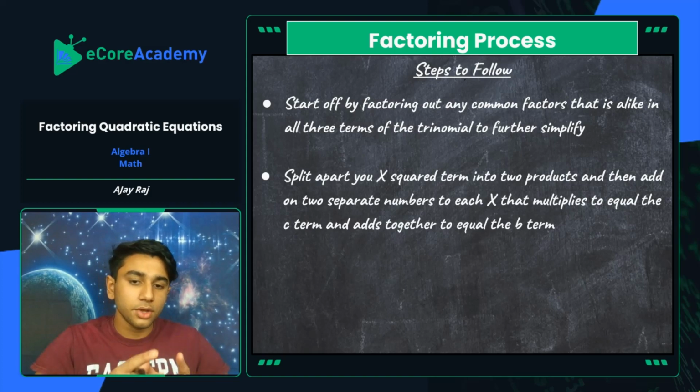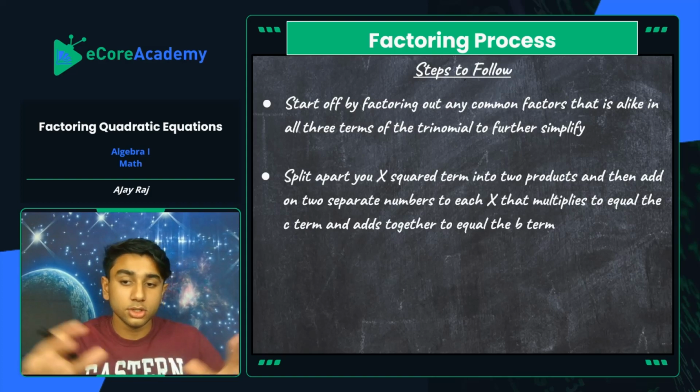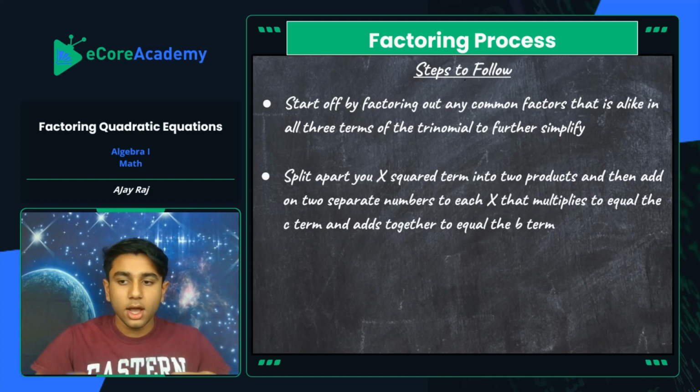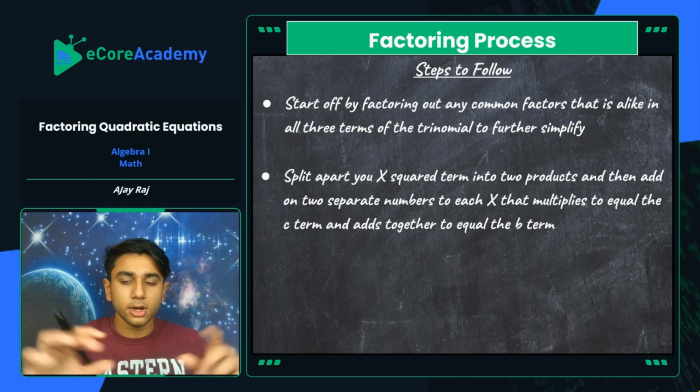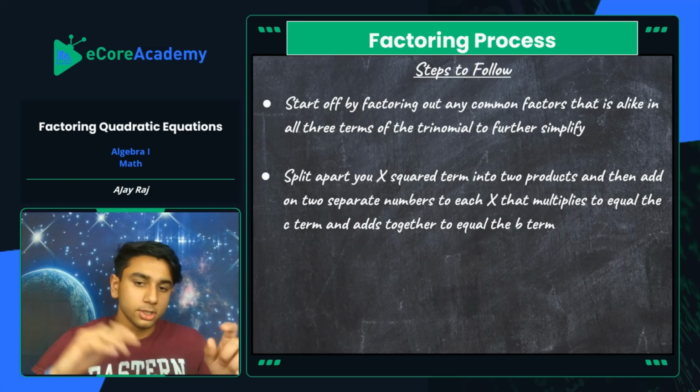Essentially, after you've done that, you're going to split apart your x squared term into 2 x products, so x and x. Or if you have a coefficient with that, you're going to split it out accordingly, like 4x squared, that's going to be 2x and 2x.